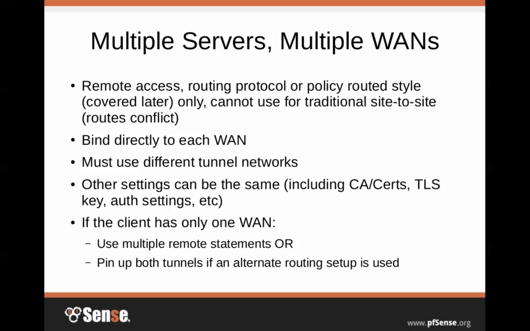If the client side only has one WAN, you could use multiple remote statements, sort of closer to what we had in the start in that first image with the two servers on two different WANs and two different ports, or the same port on two different WANs, but the client having that in there. That would work for the SSL/TLS type mode where you can push the tunnel network, but that would not work for a static key type setup because it would have to know about the different tunnel network to work. Or you can pin up both tunnels, sort of like I had in the previous image.